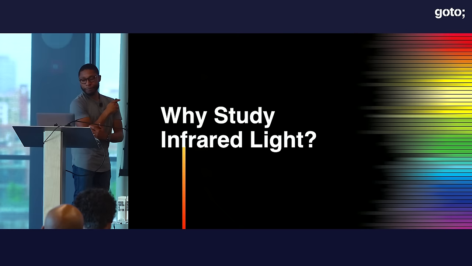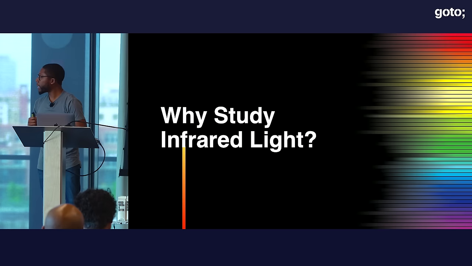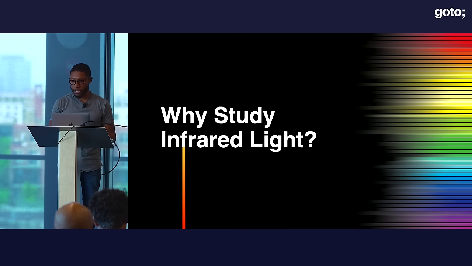Sorry. All right, so why do we study infrared light? The rainbow of light that the human eye can see is a small portion of the total range of light that we know as the electromagnetic spectrum. Telescopes can be engineered to detect various forms of light based on the instrumentation on board. Webb is able to detect near-infrared and mid-infrared wavelengths, which is the light just beyond the red end of the visible spectrum.